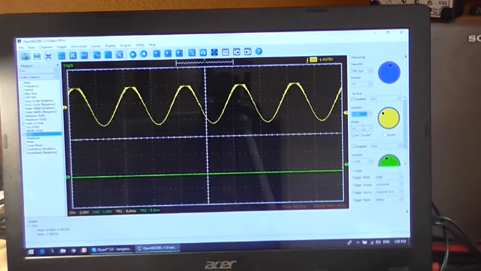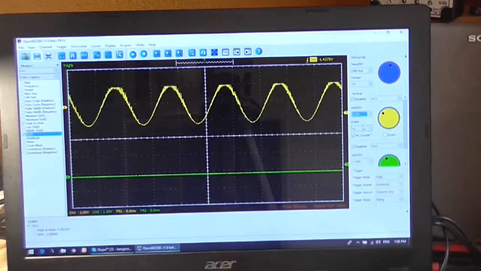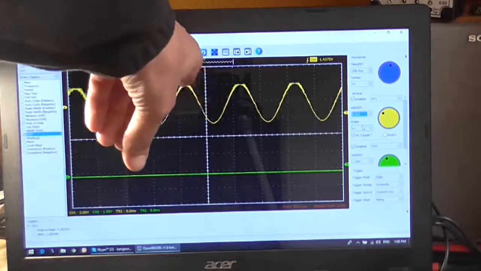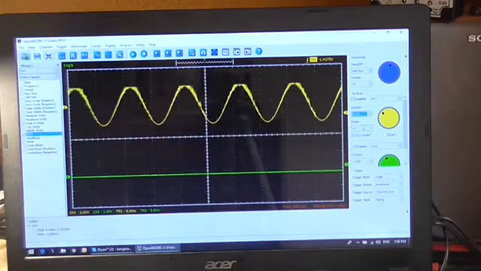So what we need to do is connect up a Zobel network to the output stage so we can see if we can get rid of any of these artifacts, which are basically oscillation.